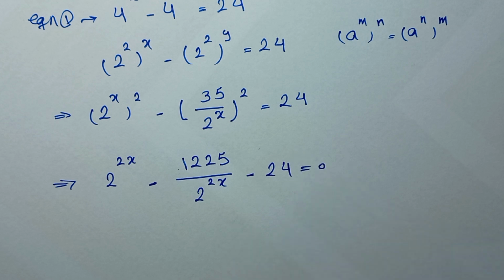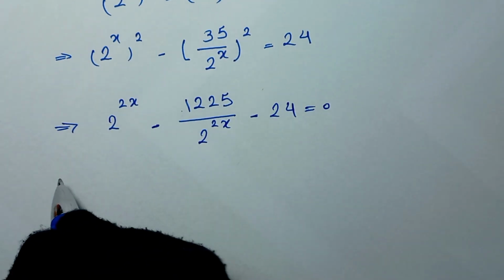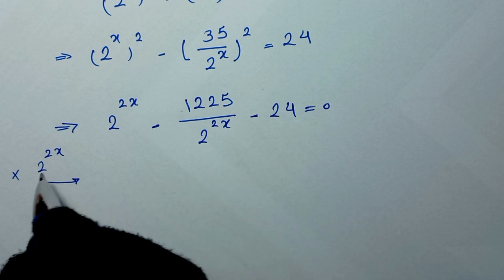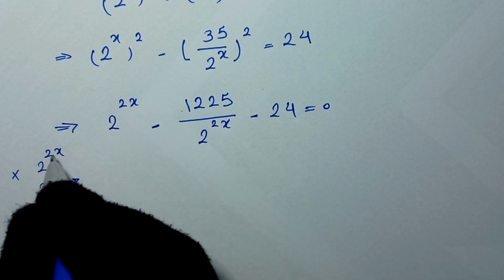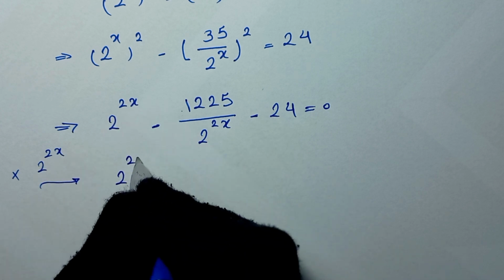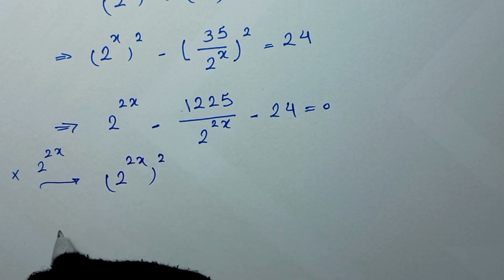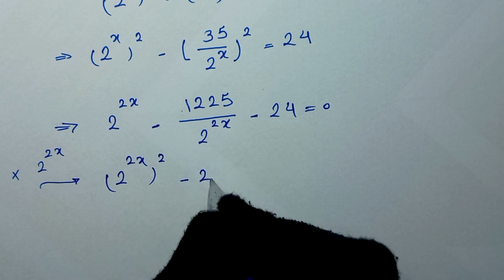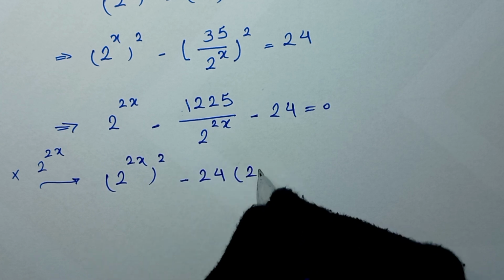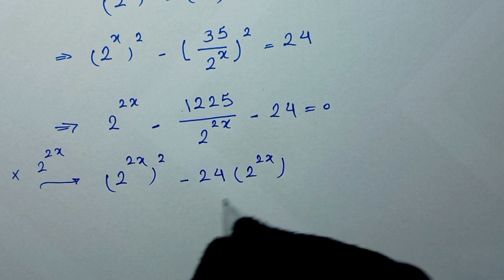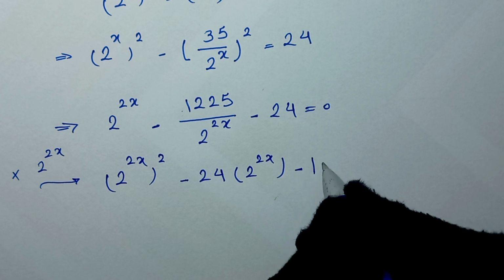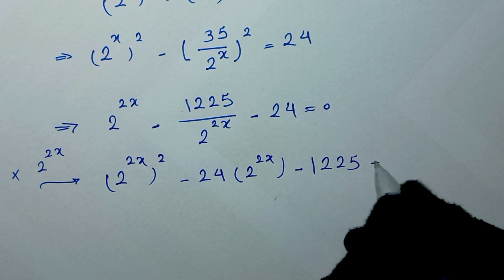And next step, we multiply both sides of this equation by 2 to the power of 2x, and it will be this times this, it will be 2 to the power of 2x to the power of 2, right? And this negative 24 times this, it will be negative 24 times 2 to the power of 2x. And this times this will cancel by this, and it will be negative 1225 is equal to 0.